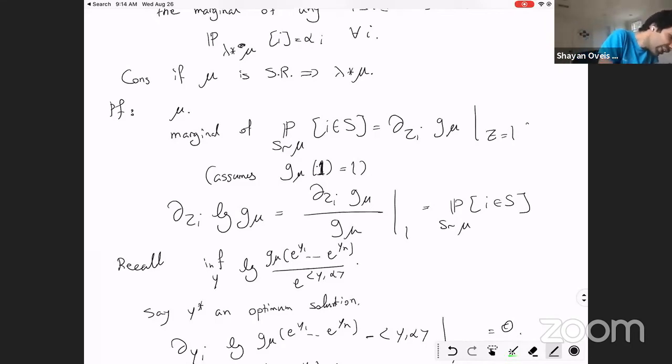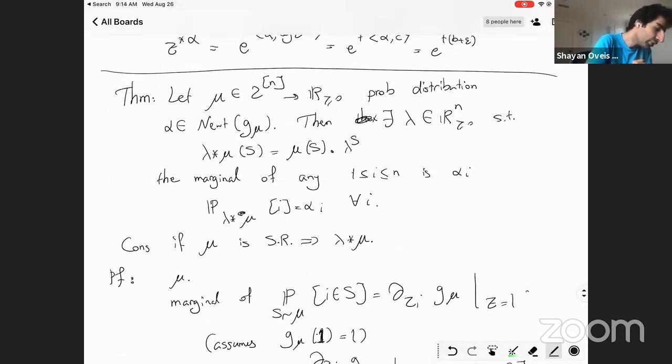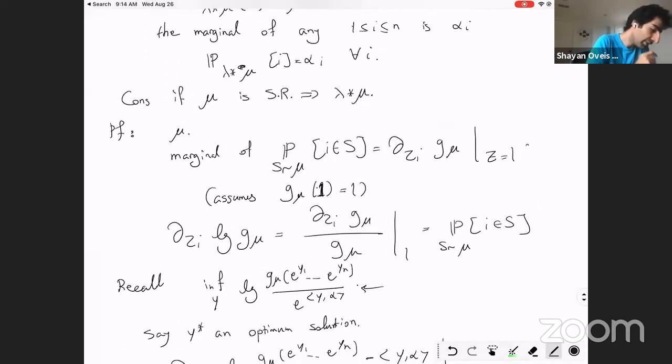It may not be trivial how you would solve this convex program. First of all, this theorem I said has nothing to do with real stable polynomials. You can apply this theorem to any polynomial in general, and any alpha in the Newton polytope, as long as the polynomial has non-negative coefficients. So this theorem has nothing to do with real stable polynomials. The application had something to do with real stable polynomials.